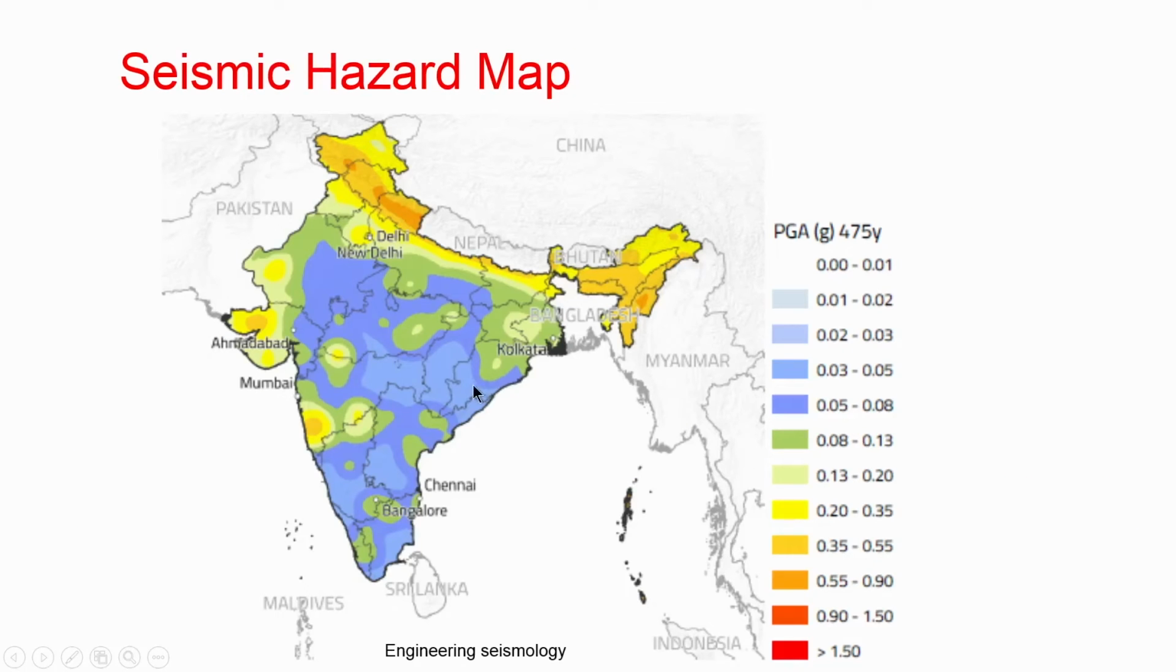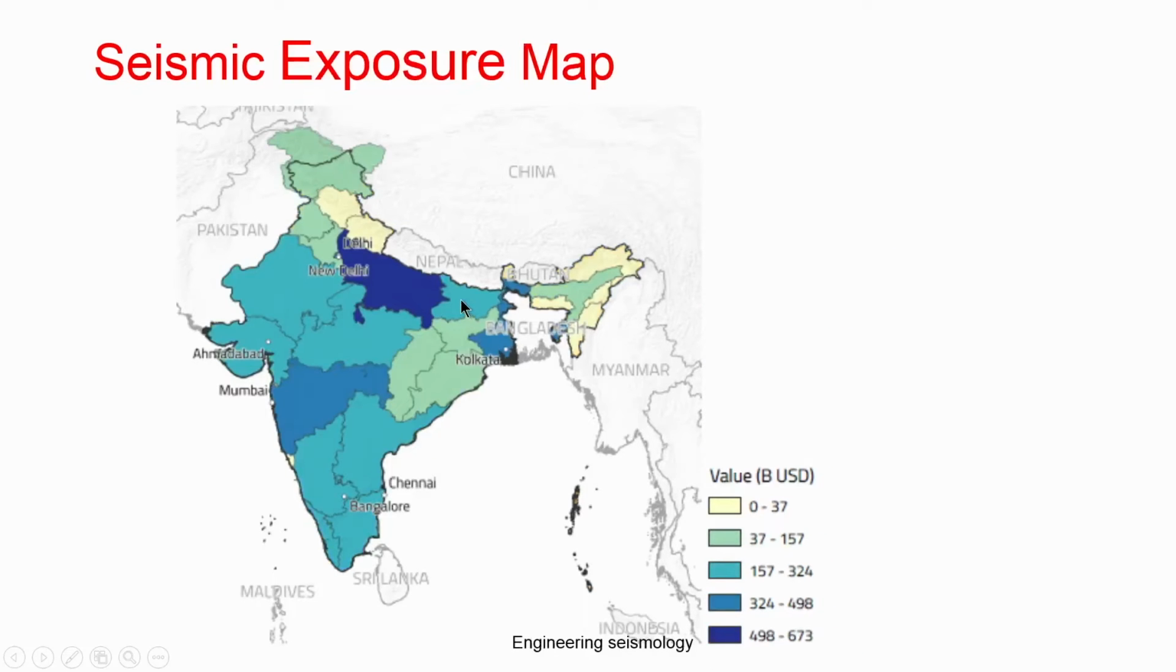Finally, they produce a seismic hazard map, which considers the ground motion prediction equation we discussed earlier, and this is the distribution of the hazard. Then the exposure map, the value in USD on an Indian scale. There are places where the exposure is very low, even though seismically it is a very high hazard. You can see the exposure and hazard.